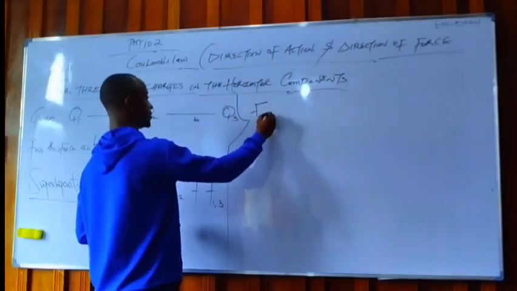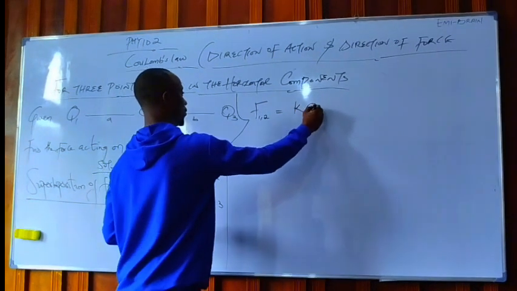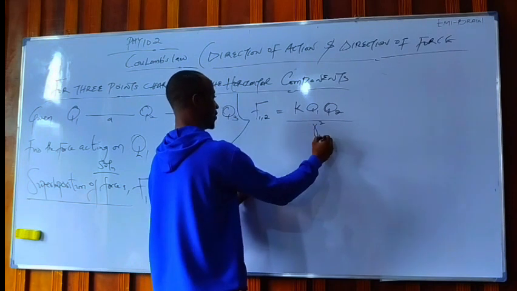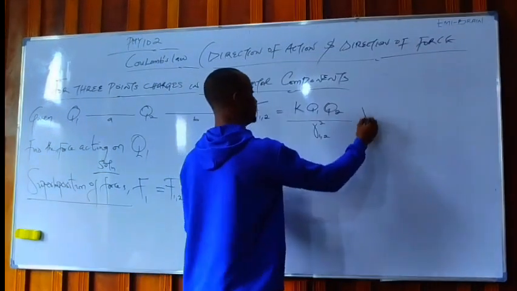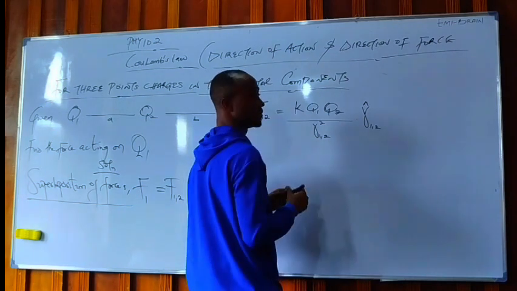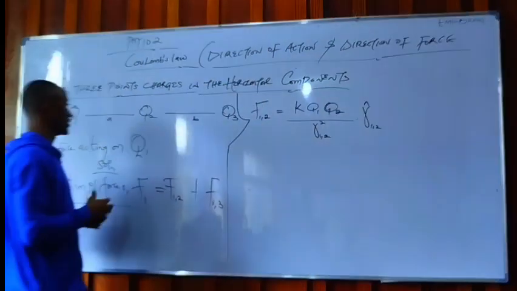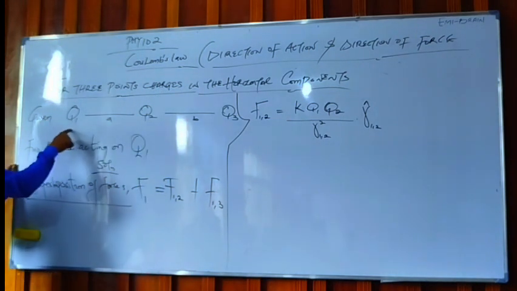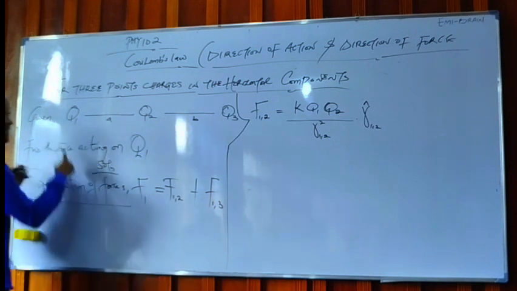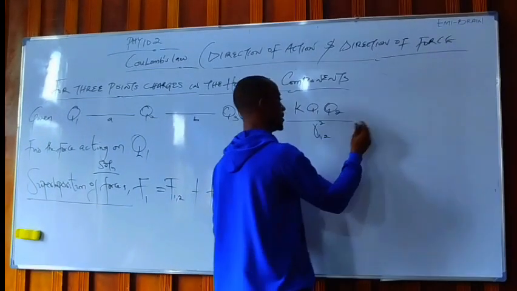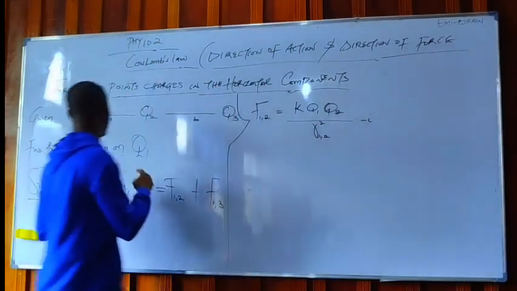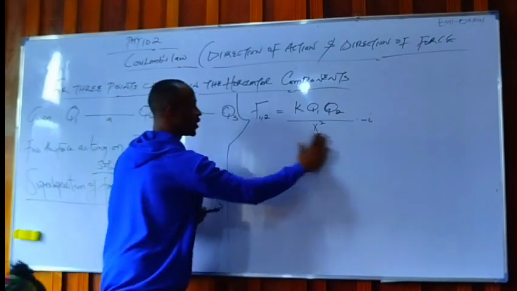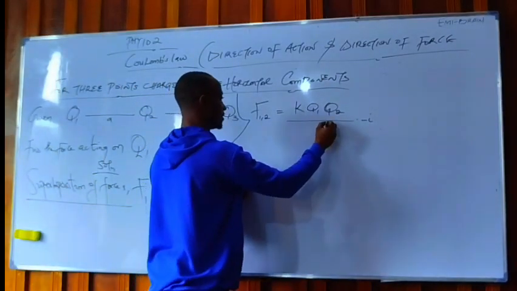For F12, what do we have? We have K Q1 Q2 over R12 squared, dot the unit vector of 12. What's the value for this unit vector? From 2 to 1, which is minus i. The distance from 2 to 1 is A, so here it becomes A squared.